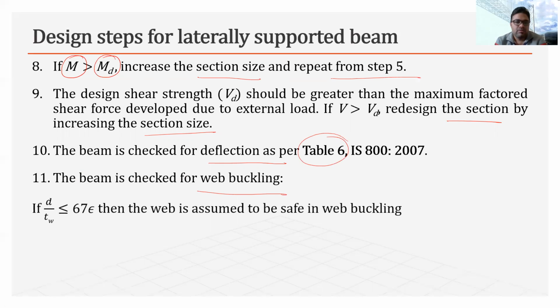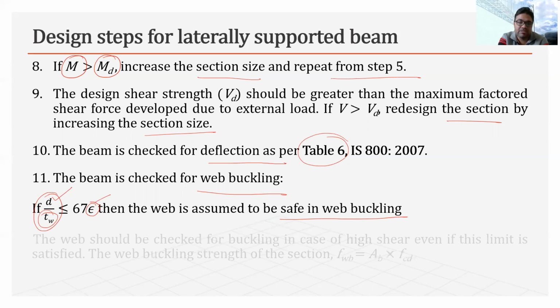First of all, we will find out the ratio D by TW. D is the depth of web, TW is the thickness of web. If it is less than 67 times epsilon, where epsilon is the yield stress ratio, which is normally 1, in that case we will assume that the web is safe in web buckling, and there is no need to check the web for web buckling.